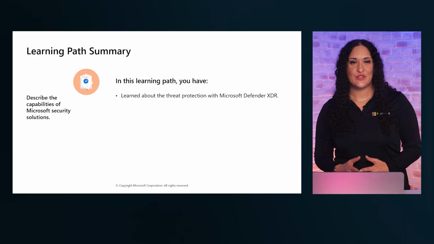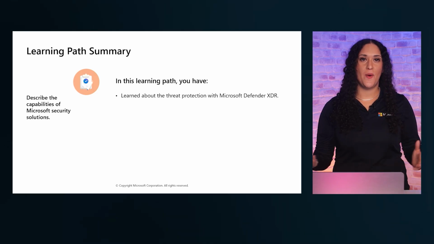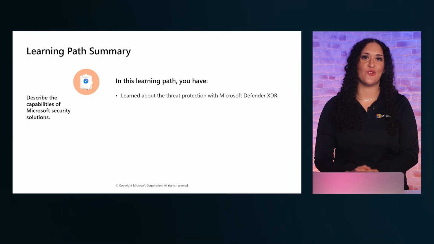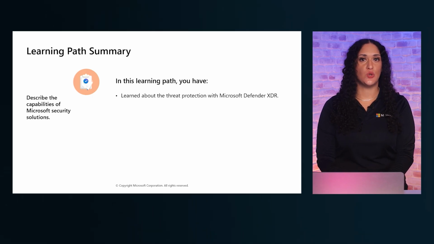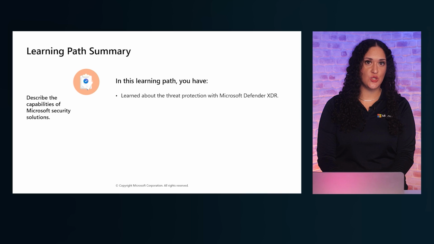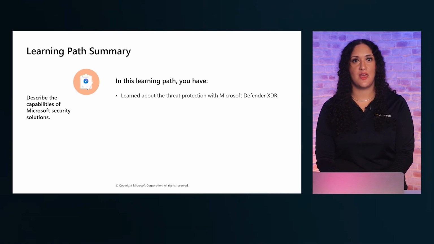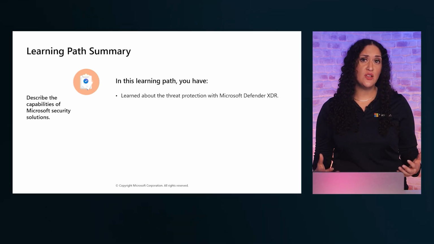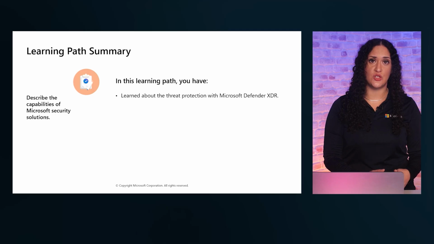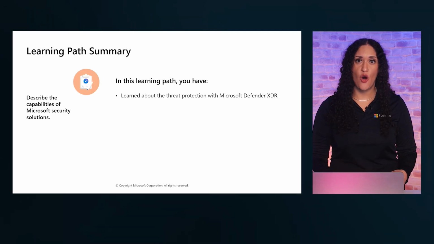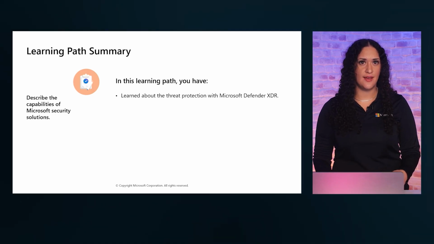Let's wrap up everything covered in this session. We explored how Microsoft security solutions work together to provide comprehensive threat protection through Microsoft Defender XDR, which is a solution that coordinates protection, detection, investigation, and response across our identities, our endpoints, our email, cloud apps, and our infrastructure. By now, you should have a solid understanding of how Microsoft Defender XDR helps us stay ahead of modern cyber threats in a practical and integrated way.